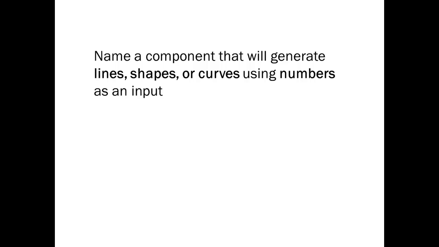What about shapes? What kinds of shapes do we know how to make? Squares? Well, rectangles. Yeah. What's another one? Circles. We can make circles. What else? Polygons. Yes, right. That's a shape. It takes a number, right? Take a radius, take a number of edges. Easy peasy. Okay. Lines, shapes.